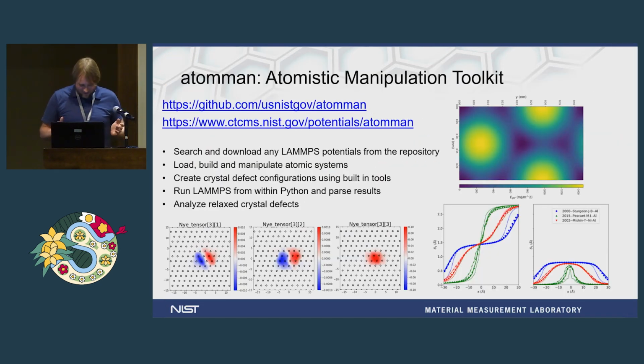So going on, moving up the line of what we need to do for the atomistic calculations, we have the interatomic potentials. Now we need the configurations. And so this is where the Atoman package comes in, the Atomistic Manipulation Toolkit. It's designed to allow users to load, build, and manipulate atomic systems with a focus on the relatively large-scale complex systems that you typically see with classical potentials versus the small-scale ideal cell stuff that you get with DFT.